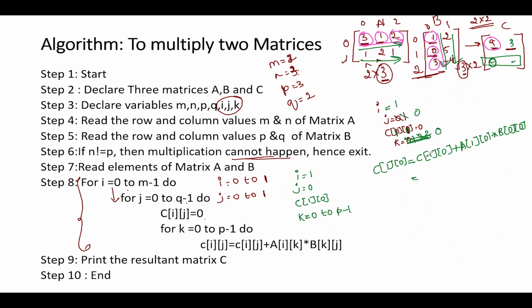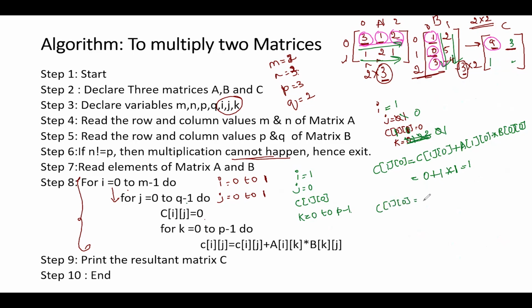Okay, so c of 1 comma 0 is 0, we initialize it to 0. A of 1 comma 0, first row 0th column is 1 into b of 0 comma 0, which means now I'm multiplying it with the first value, which is nothing but 1. Okay, so I'm going to replace this value from 0 to, it is going to be replaced to 1. Okay, next once again increment the k value to 1, and now we will see c of 1 comma 0.